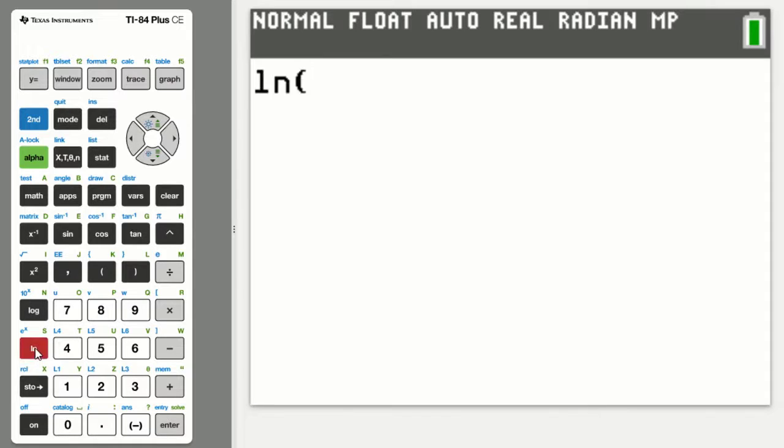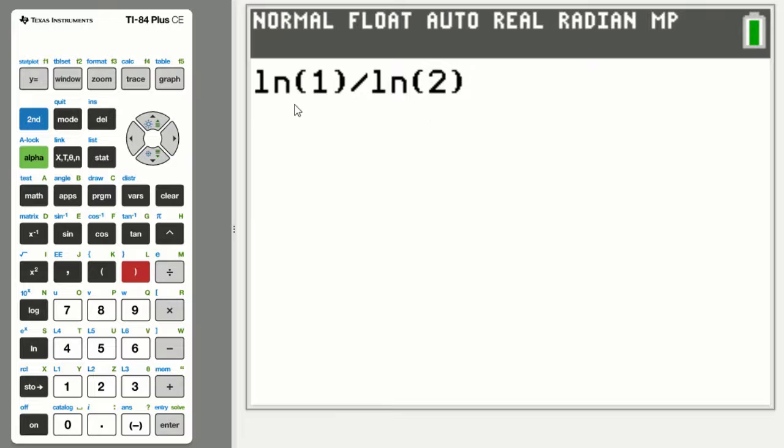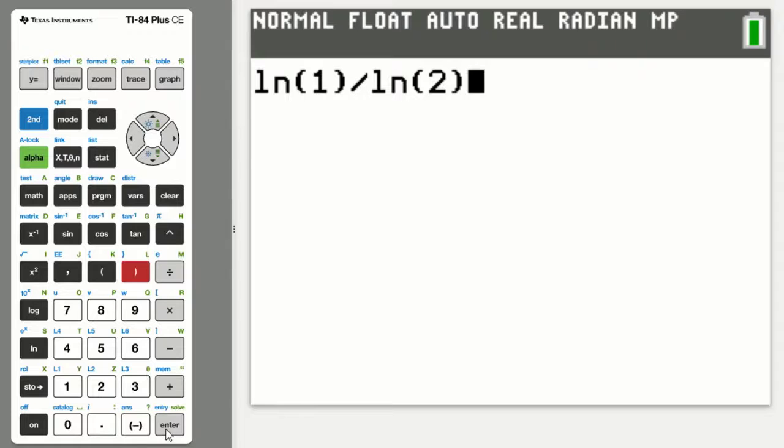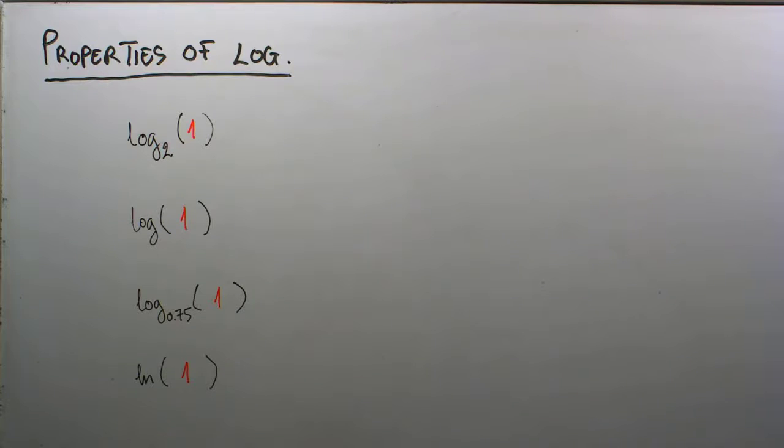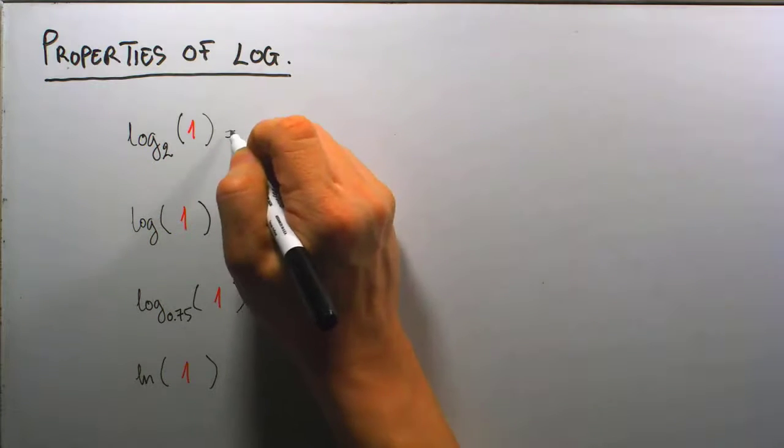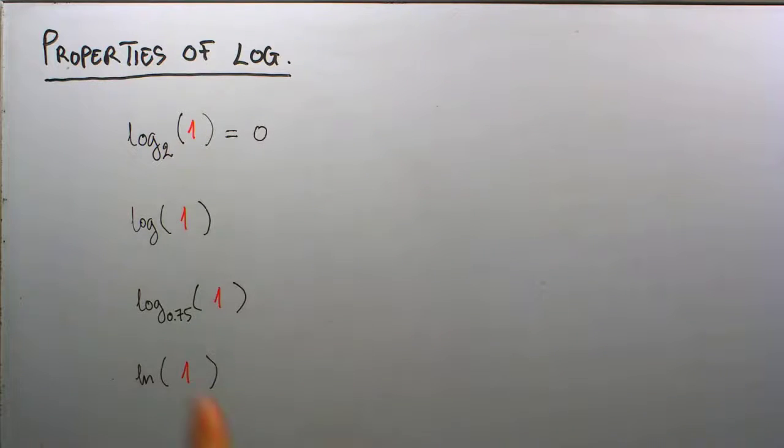But I'll go with log base e, or natural log, of 1, and divide that by the natural log of 2. Okay, this is to evaluate log base 2 of 1. This is the trick to get the logarithm calculated for any base other than base e and base 10. So natural log of 1 divided by natural log of 2. The answer is 0. So that answer here equals 0.